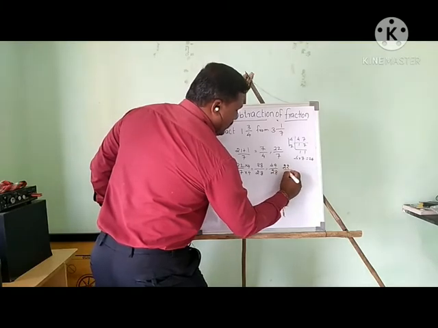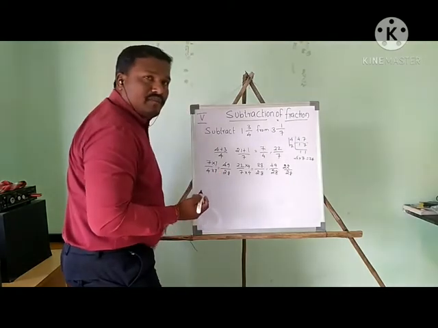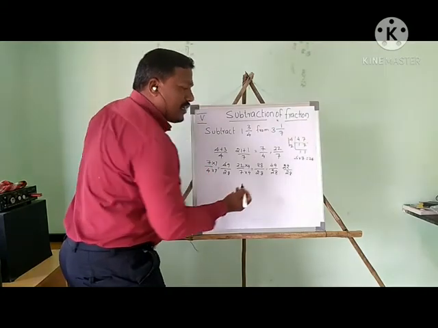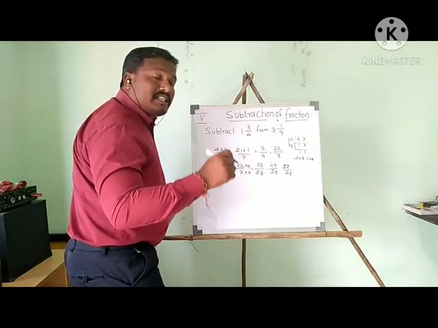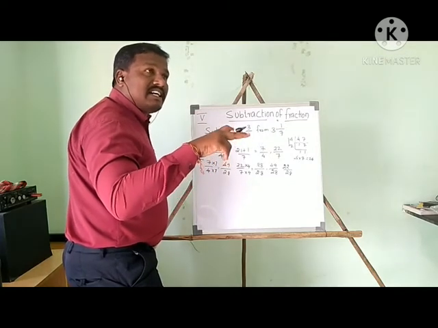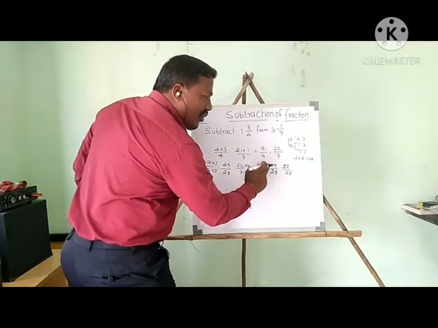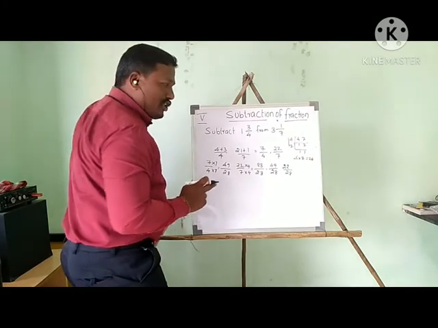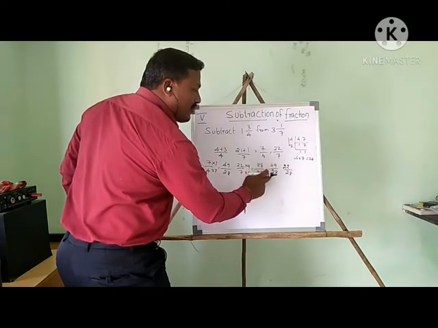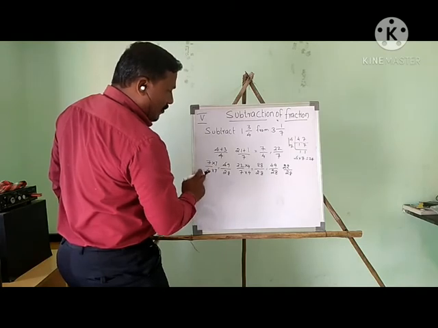22 upon 28. If you notice both fractions, the denominators are the same, so we can subtract easily. If the denominators are the same, the higher numerator is greater. It means the greater numerator is the greater fraction. As per the rule, here 49 is the greater numerator. So I will take 49 by 28, 7 by 4.